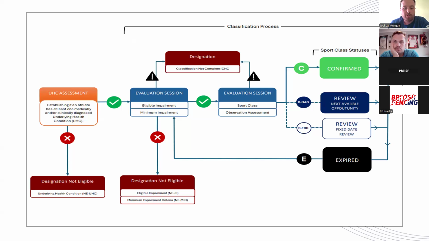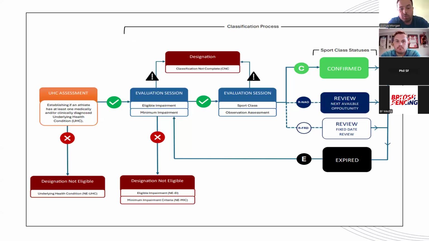There are some anomalies where maybe the sport changed their classification rules and require athletes to be reclassified, or if an impairment changes that wasn't expected, the athlete may need to go for further review at that stage. But generally, it means that the athlete doesn't need to go through further classification. And this would usually be given to an athlete following being assessed by 2 classification panels.